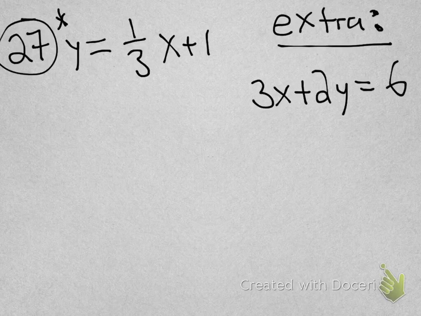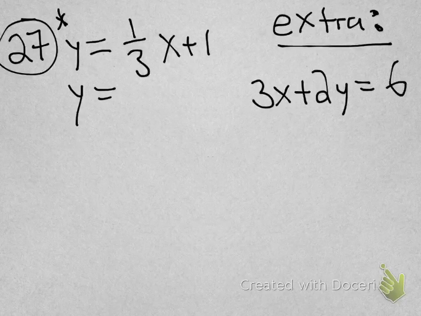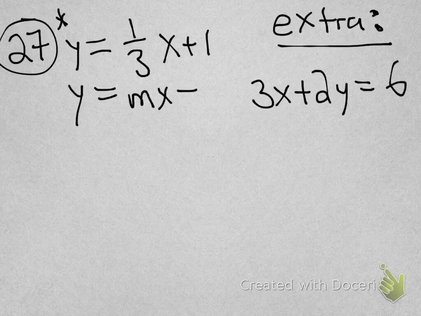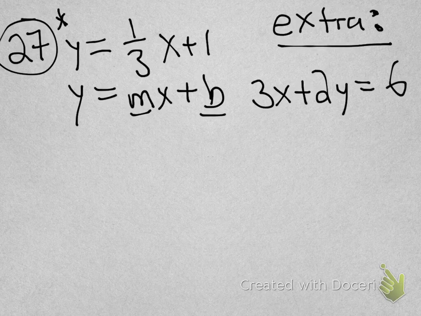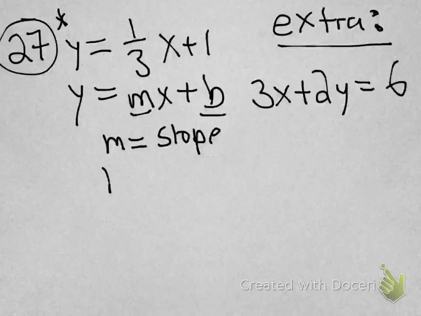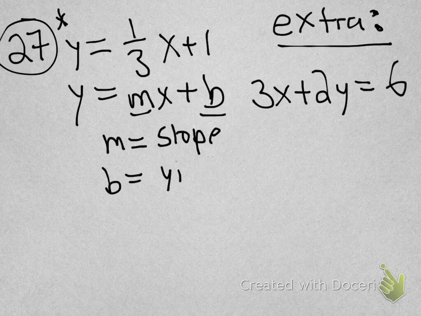Our standard form that we use a lot is called slope-intercept form. So it goes y equals mx plus b. So m and b are numbers that are in the equation. M is the number that's in front of x. B is the number that you're adding or subtracting. M is always our slope, and B is always our y-intercept.